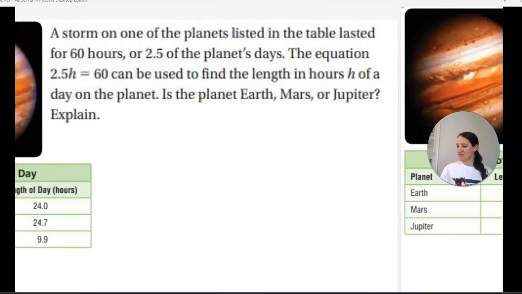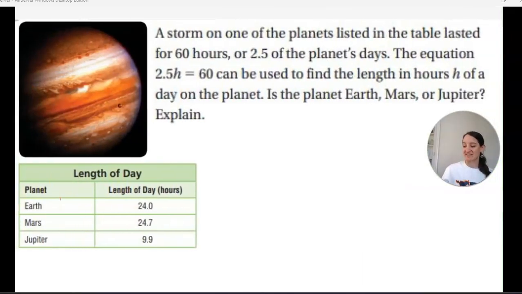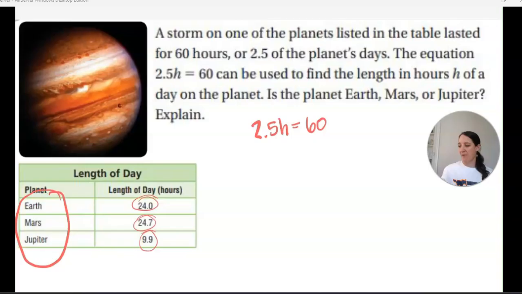Okay, let's do this one. A storm on one of the planets listed, Earth, Mars, or Jupiter, lasted for 60 hours. That's almost 3 days. No, that's like a day and a half. Okay, that's almost 3 days. Whatever. The equation 2.5h equals 60 can be used to find the length in hours h of a day on the planet. Is the planet Earth, Mars, or Jupiter? Okay, so we have 2.5h equals 60. One of these is the solution. So either 24 equals h, 24.7 equals h, or 9.9 equals h.